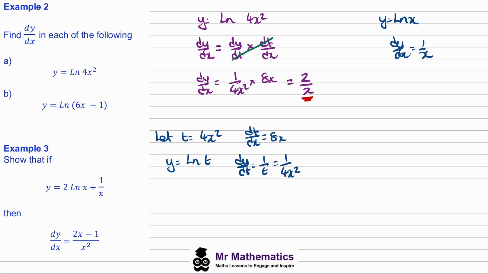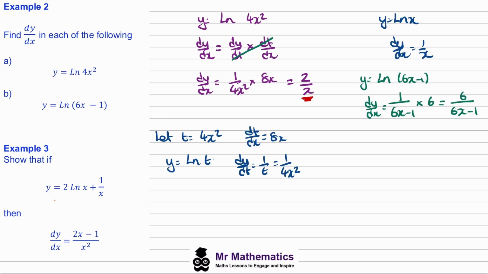If we work through question B, and we try to do it in our heads, if y is the natural log of 6x minus 1, then dy by dx will be 1 over the 6x minus 1. That's differentiating this bigger function, multiplied by the derivative of this inner function, so multiplied by 6. So dy by dx will be 6 over the 6x minus 1. Okay?